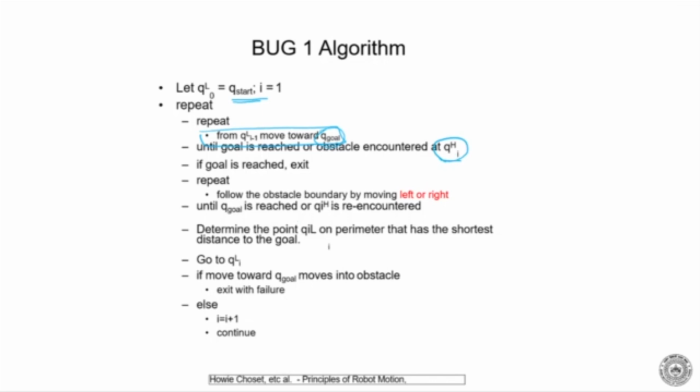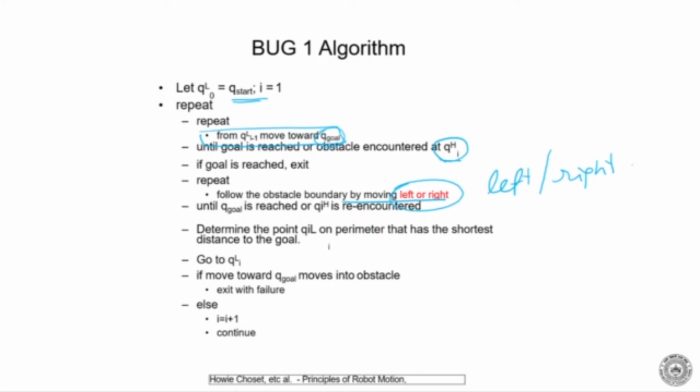Follow the obstacle boundary by moving left or right. Now please note here that it is left or right. You can't do both. You cannot go left and right at the same time. And then continue until Q goal is reached or Q1H is re-encountered.